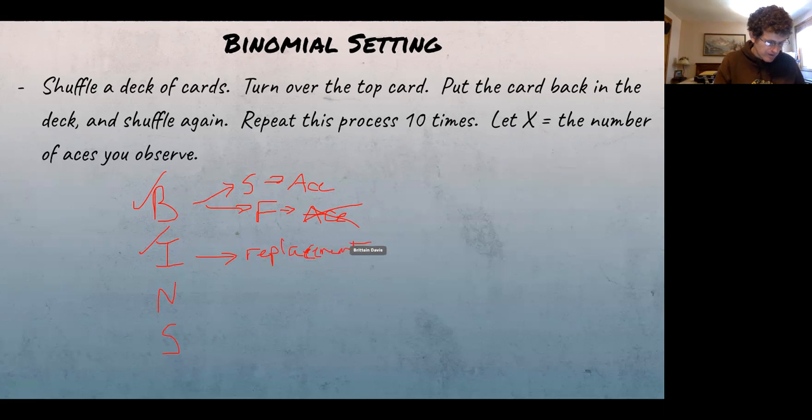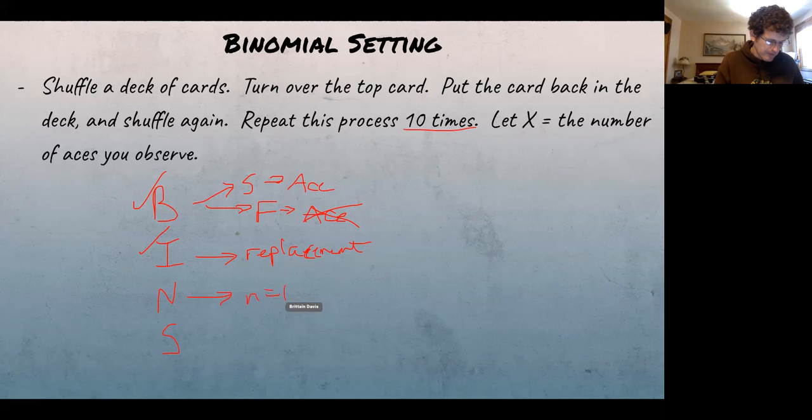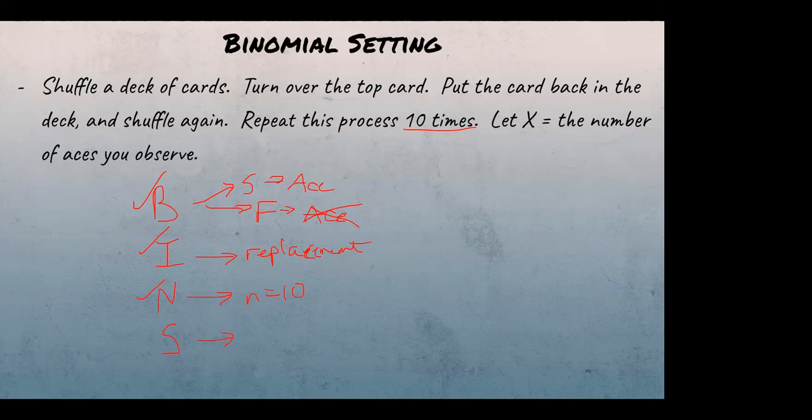Okay. Do we have a set number of trials? Yes, we do. We're going to repeat it 10 times, so n equals 10. So we're good there. And lastly, do we have the same probability each time? Yeah, we do. And what is that probability?